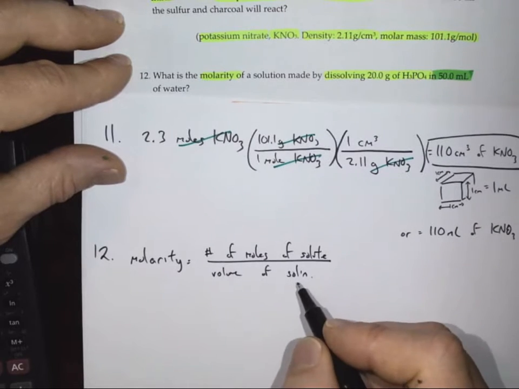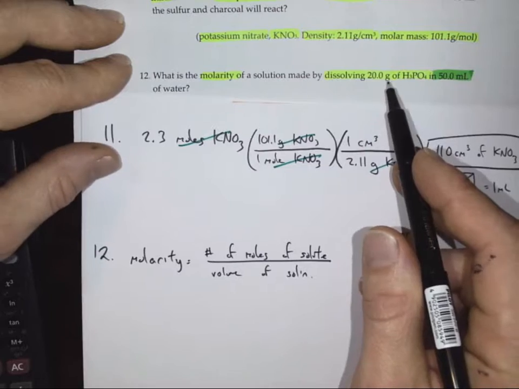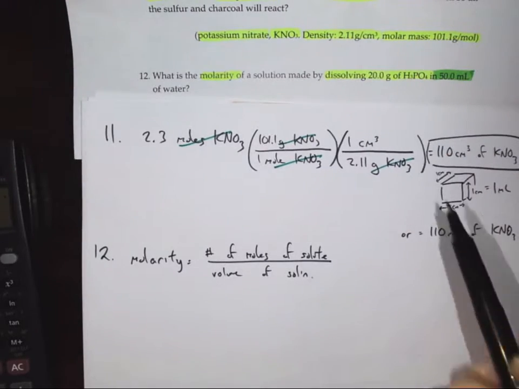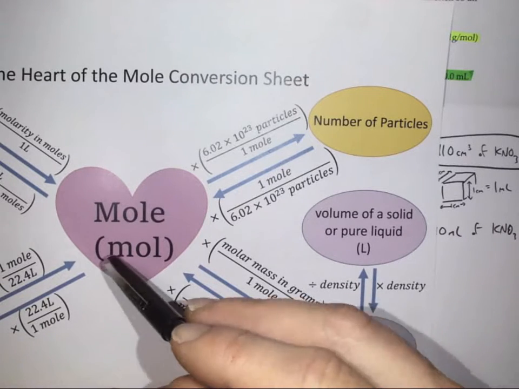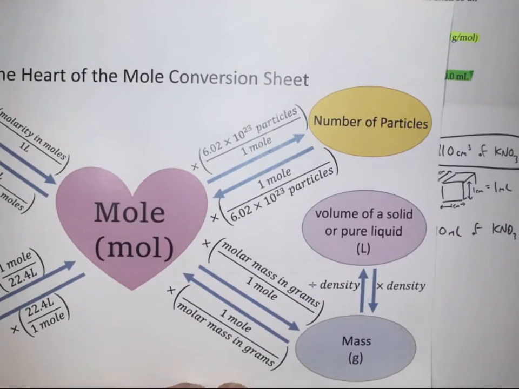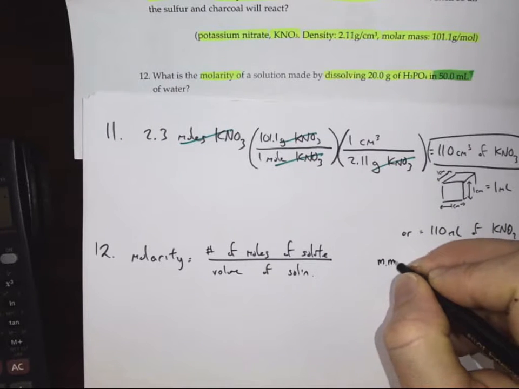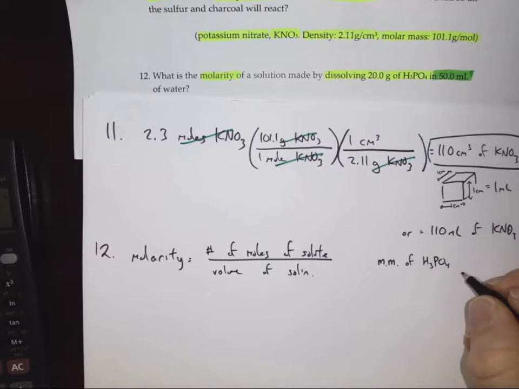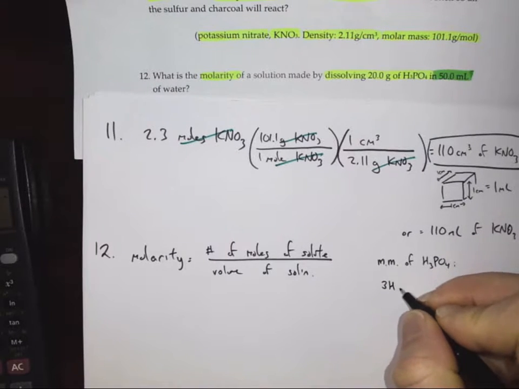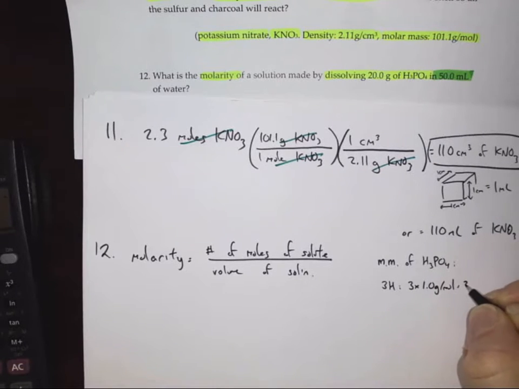We know the volume of our solution, but we don't know the number of moles. We have the mass of our solute. Now, if we have the mass of our solute, we can find the number of moles, but we're going to have to find the molar mass of H3PO4. So we're going to start by finding the molar mass of H3PO4. And to do that, we've got 3 hydrogens.